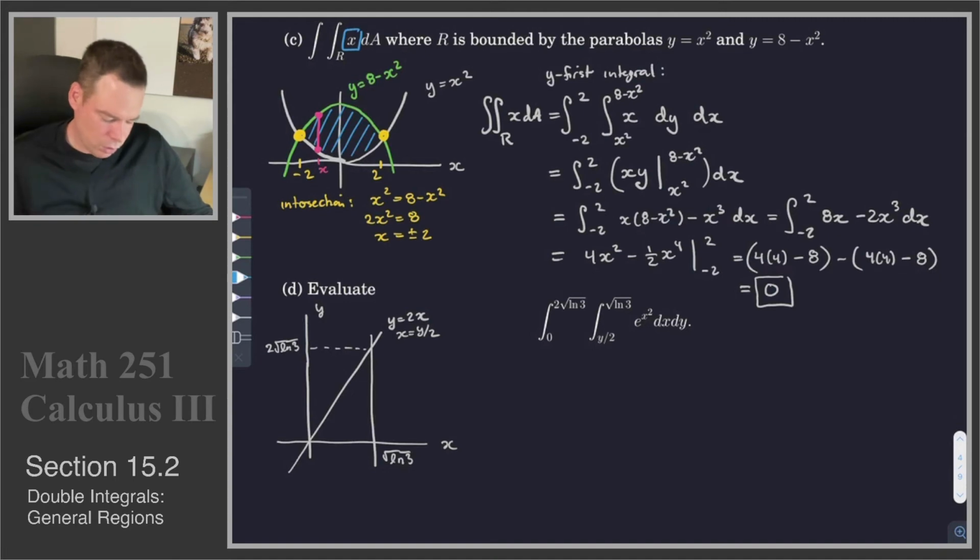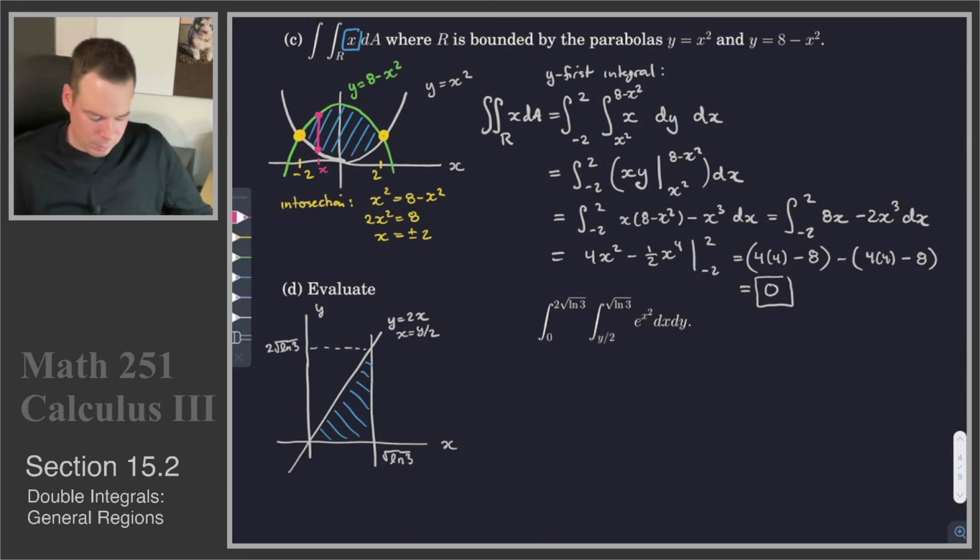So what is our region? X is between the line and the root of log 3, so that means it's sitting to the right hand side of the line. And y goes from 0 all the way up to 2 root log 3. So there's our region. That's our region in blue.